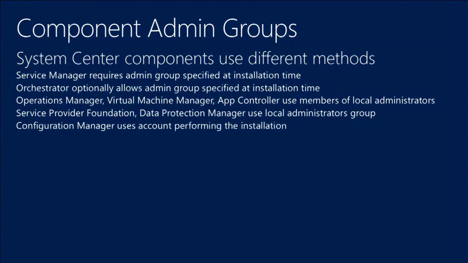A couple other things. Admin groups. Every System Center component uses a slightly different method for how to specify who gets admin access to that component after it's installed. Service Manager is the only one that requires you to specify a group, an admin group, during setup. Orchestrator allows you to specify an admin group, but it's optional. You don't have to. If you don't specify one, it'll create a local one for you. Ops Manager, Virtual Machine Manager, and App Controller all take the members of the local administrators group and add it to its own administrators group during setup.